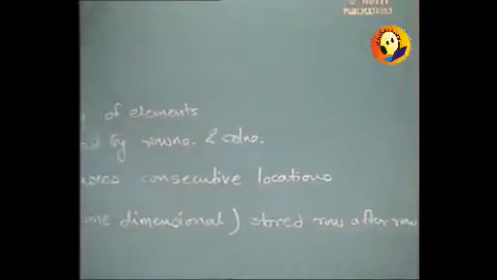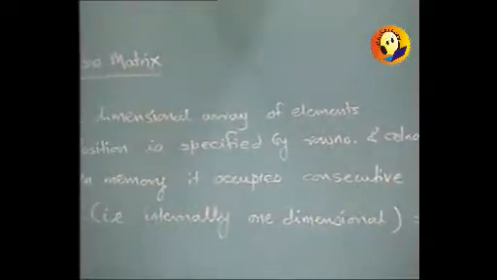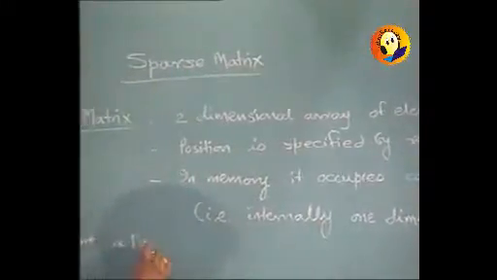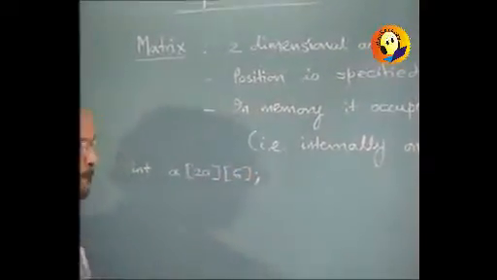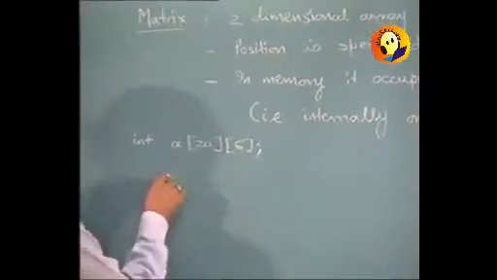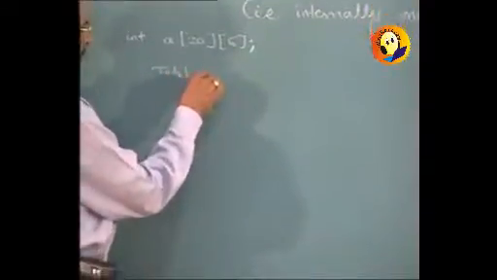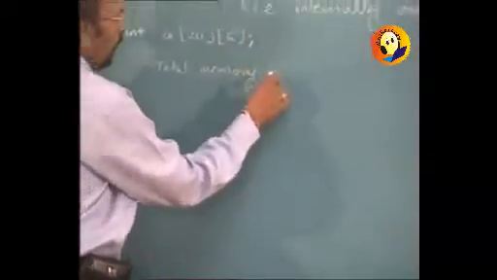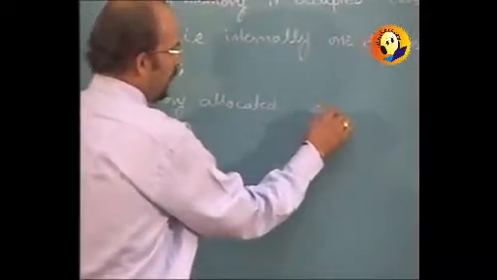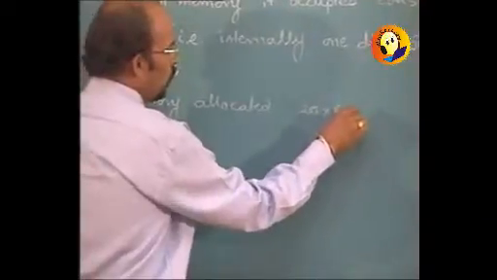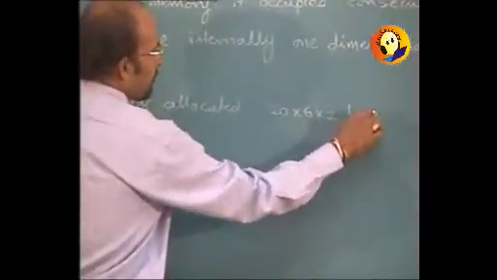For example, if it is array A declared of 20 rows and 6 columns, then the total memory allocated will be 20 into 6 into 2 bytes. So in all, 240 bytes of memory will be allocated for this array.